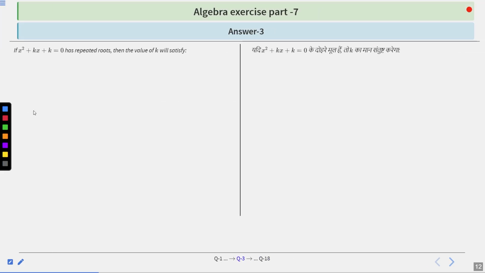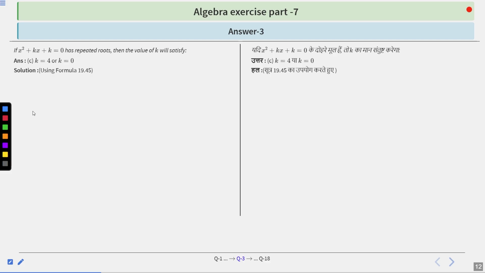So we were given the equation x² + kx + k = 0, and it was said that it has repeated roots. So we have to find the value of k. The answer to this question is option C, k can be 4 or k can also be 0. Now let us have a look at the solution of this question.